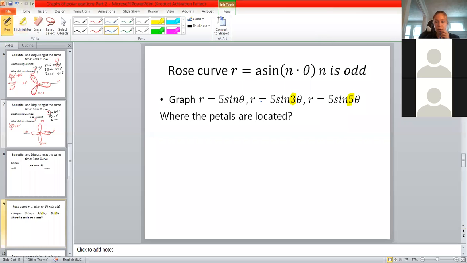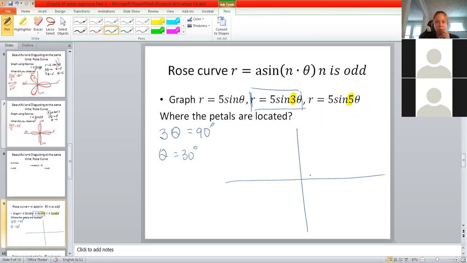For example, let's do this one. r equals sine 3 theta. Just a quick review that sine is at maximum at 90 degrees, which means we're solving for 3 theta equals 90, theta equals 30. That tells me that the first petal will occur at the angle of 30 degrees.